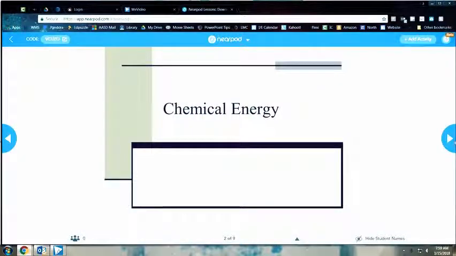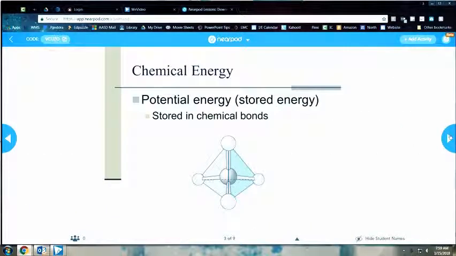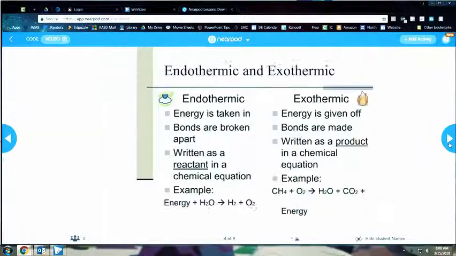So we're looking at chemical energy today. And chemical energy is a type of potential energy. So we have kinetic and potential energy. And potential energy is stored energy. And the stored energy comes from the bonds, the chemical bonds between each of the atoms.